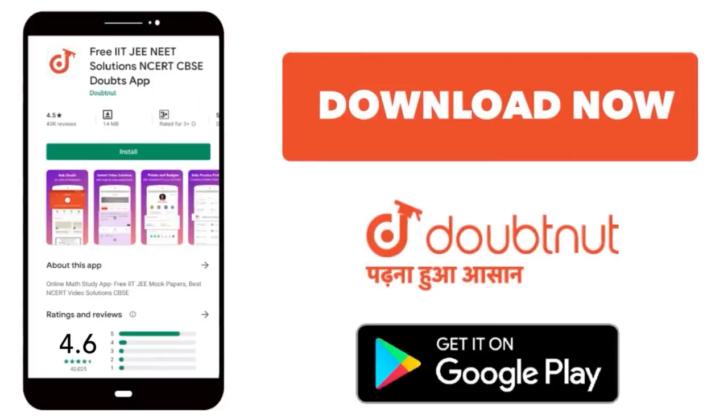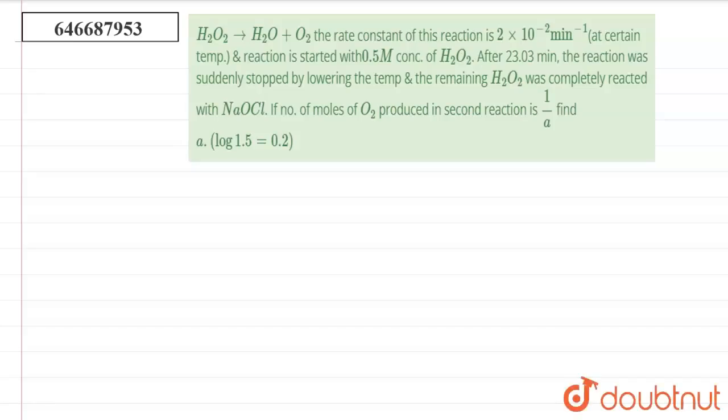Download Doubtnut app today. Hello, the question is H2O2 gives H2O plus O2. That means hydrogen peroxide gives H2O plus O2. The rate constant for this reaction is 2 into 10 raised to minus 2 per minute, at certain temperature. And the reaction is started with 0.5 molar concentration of H2O2.